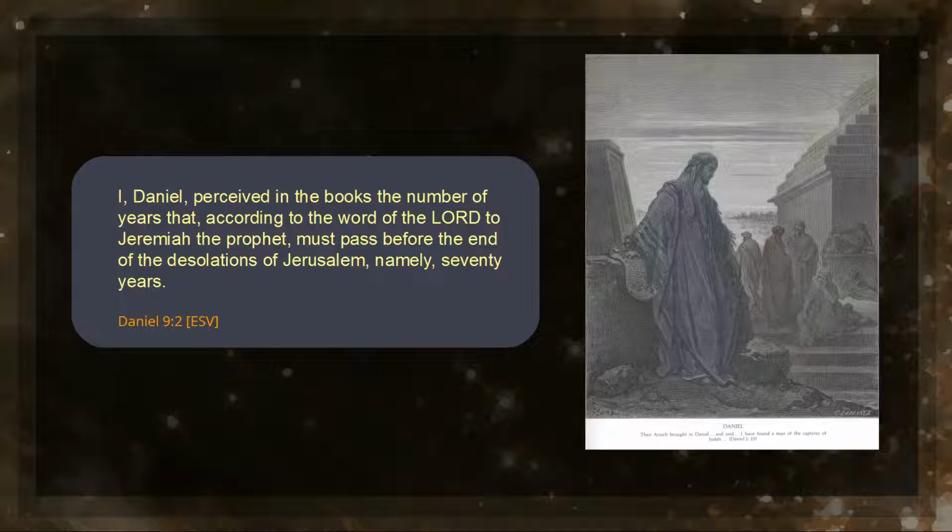I, Daniel, perceived in the books the number of years that, according to the word of the Lord to Jeremiah the prophet, must pass before the end of the desolations of Jerusalem, namely 70 years. Daniel 9:2. He was studying the various books or letters written by Jeremiah and realized that there was an allotted time period given. When it was finished, Jerusalem would no longer remain deserted and ruined. The period was 70 years.